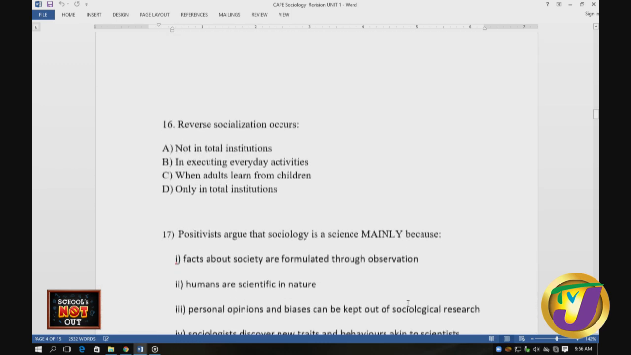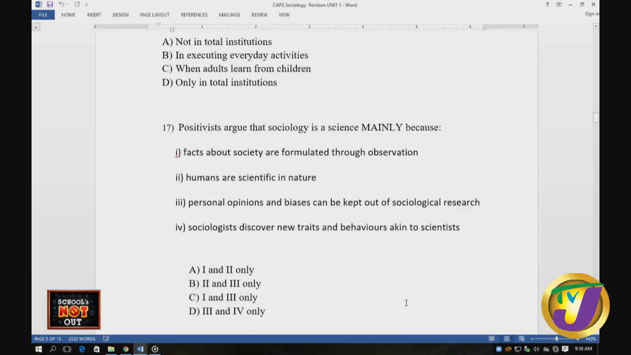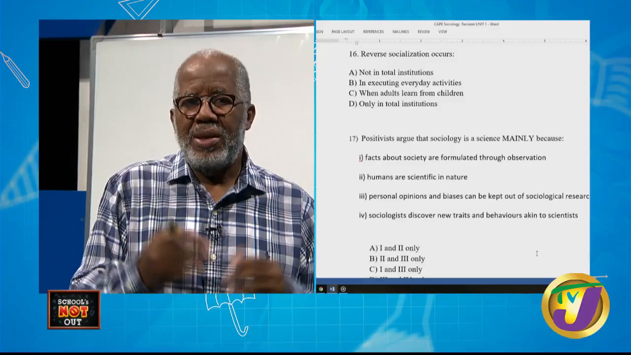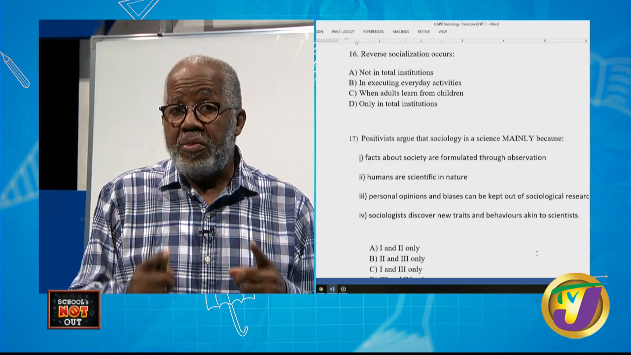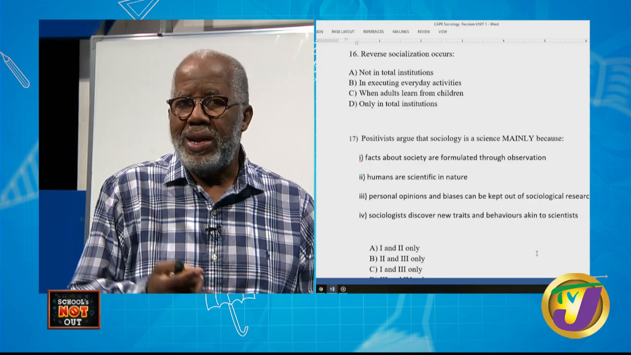Number 16, we are again back to reverse socialization. So we said that reverse socialization occurs not in total institution. For those who don't remember what we mean by total institution, total institution is where they make an effort to radically change your behavior. It was a term developed by Irving Goffman, because sometimes that's what they ask you, who developed the term total institution.